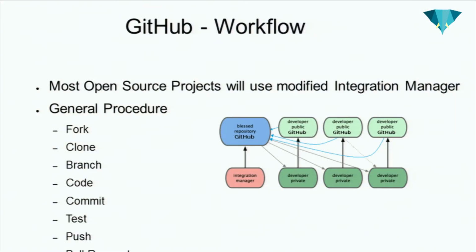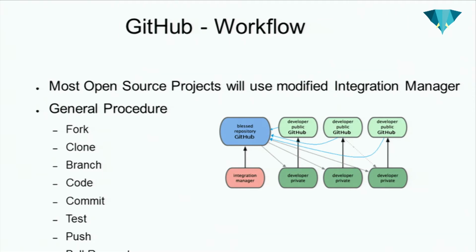Because of Grit, GitHub's integration manager workflow is slightly different. Hopefully you can see the blue lines. They go from the developer public GitHub repositories straight into the blessed repository, which is also on GitHub. So the idea here is that the developers, in order to get their pull requests in, so they're called pull requests in GitHub as well, don't have to email the integration manager anymore. They just use GitHub, they make a pull request on there, and the integration manager comes along and looks at their pull requests that are waiting and deals with them, which is brilliant. It cuts out the email and, to be honest, the effort.